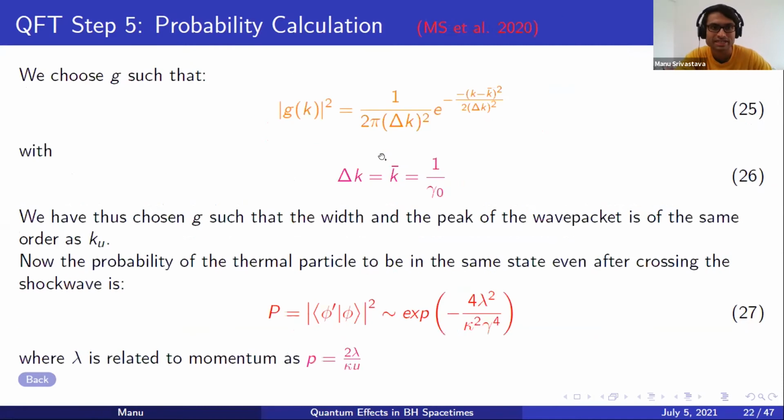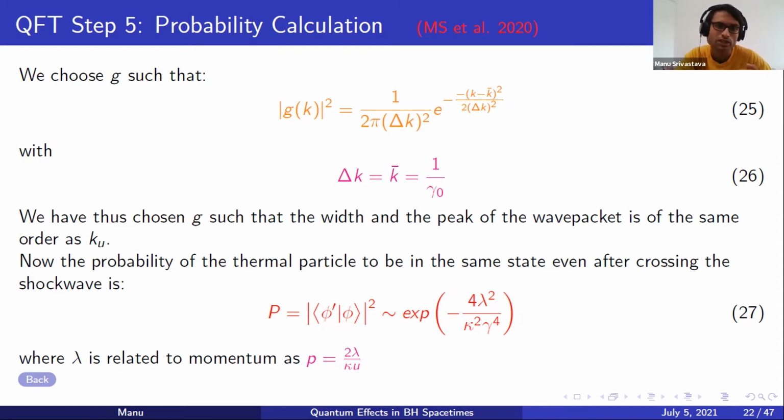So what we do next is we compute the probability of the Hawking particle to remain in the same state, which is given by equation 27. These are just some details we can skip over. Here phi was the wave packet or wave function before interaction with the shock wave. Phi bar is after interaction with the shock wave. So the probability of remaining in the same state is given by the following equation. And this is for one particle.